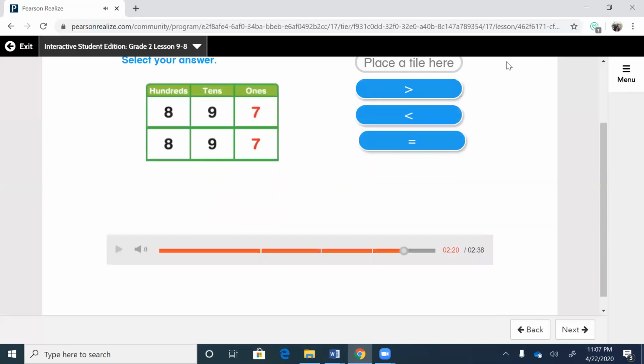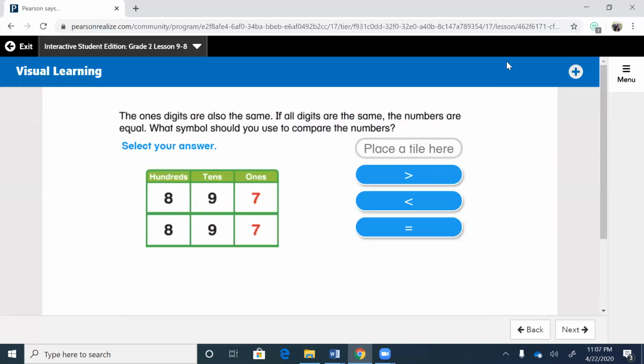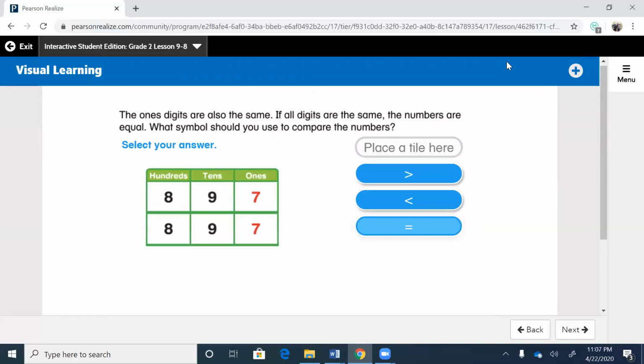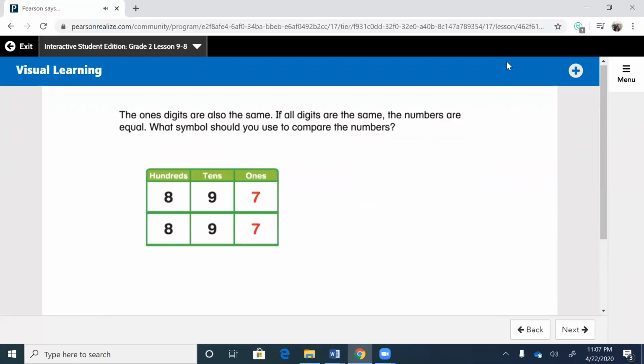Whoops. Oh my goodness. Why isn't it letting me move up? Okay, there we go.